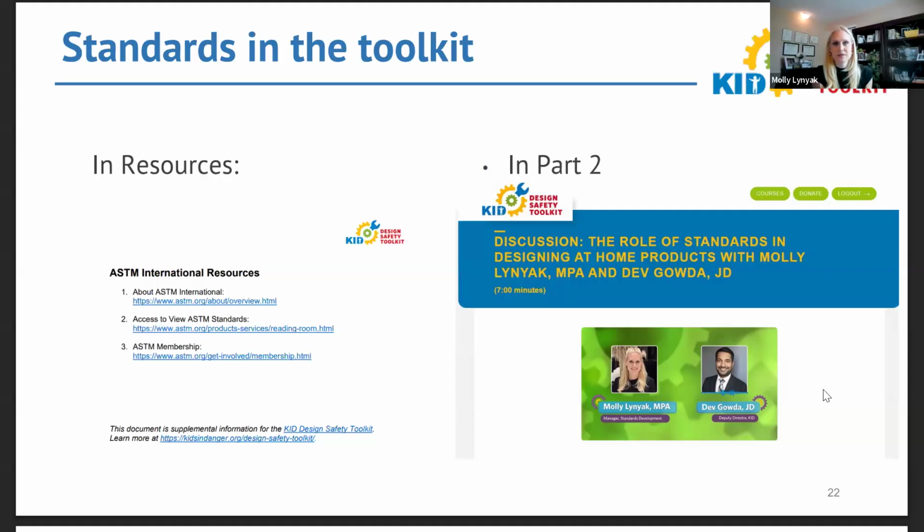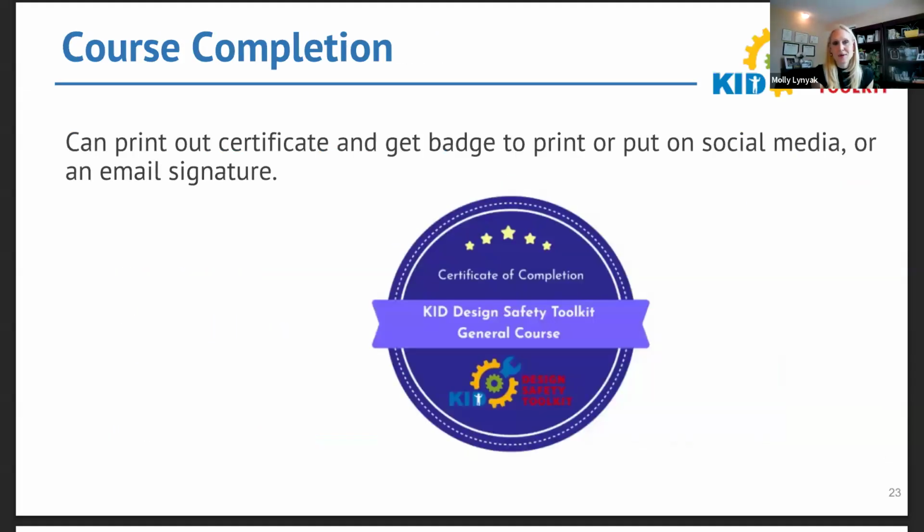Like, let's say I finish the entire program, what happens? Well, you get this cute little badge you can put on your social media and brag to your friends. So when you are done with the course, one, you get access to the resource section, which we'll talk about in a minute. But you also do get this badge to put on. But you also can print out a certificate of completion.